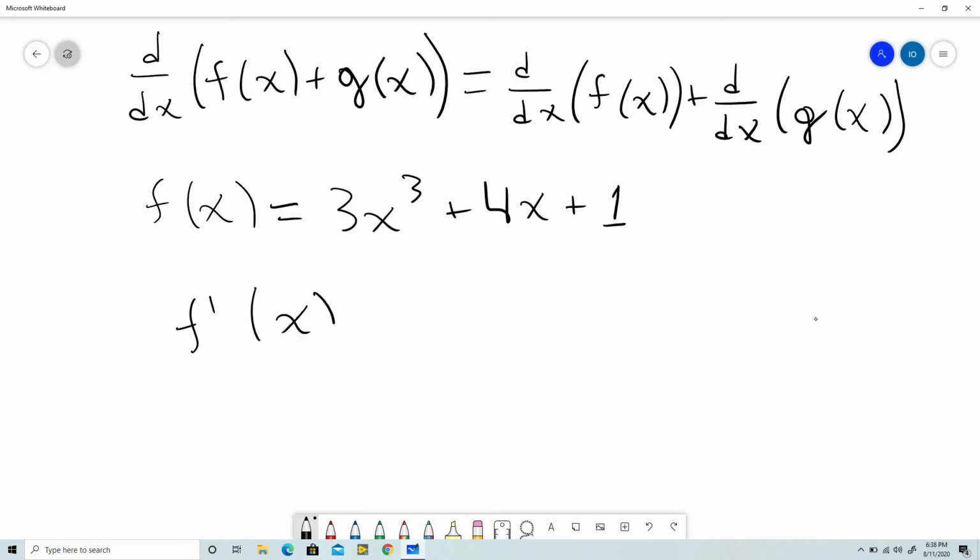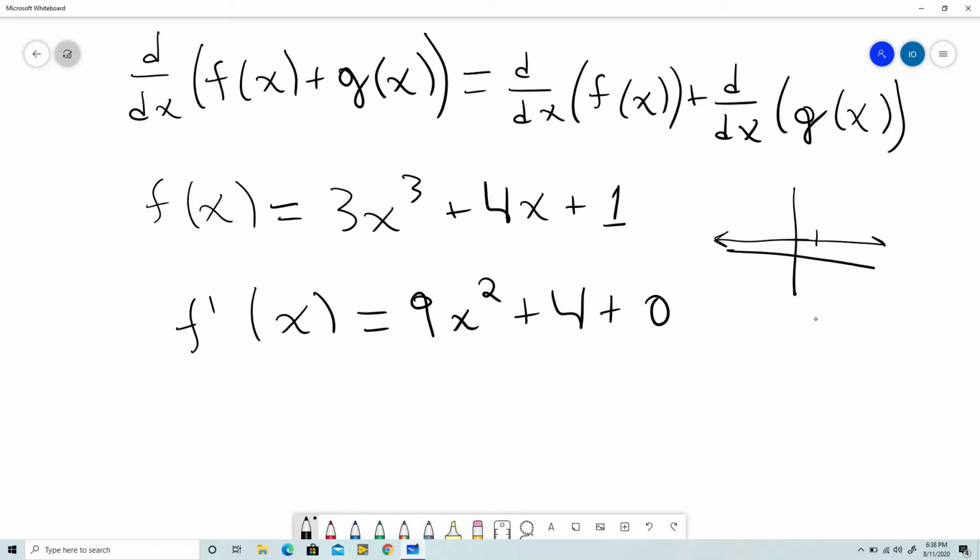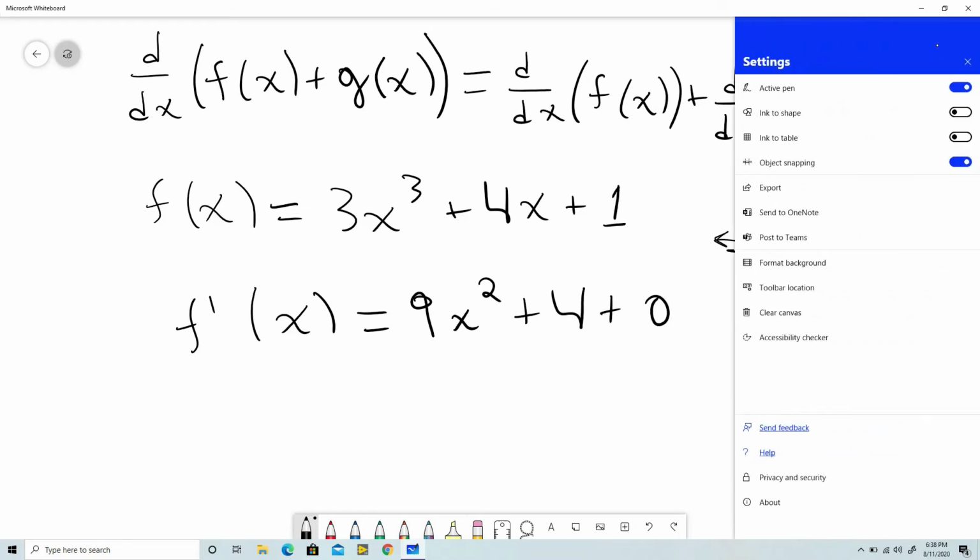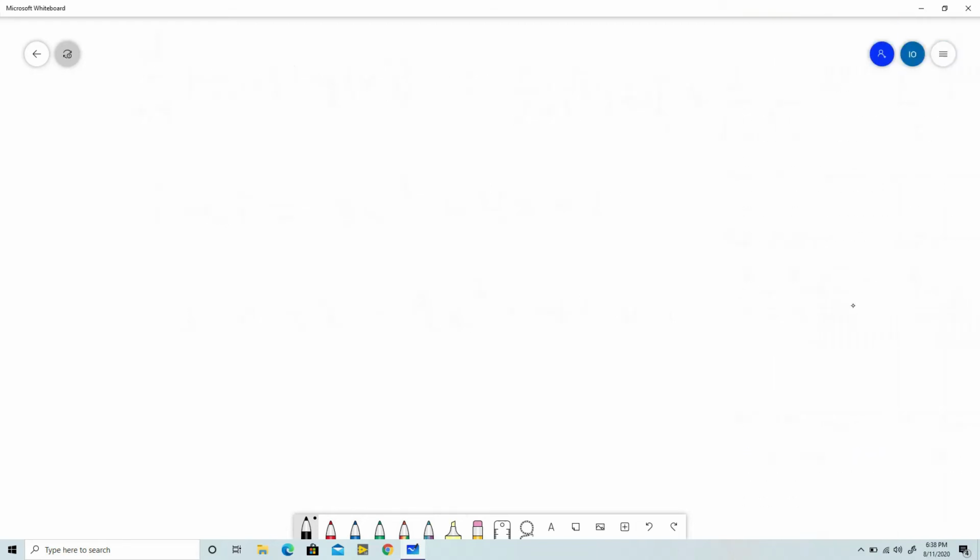f prime of x would simply be 9x squared plus 4 plus 0. Now you see that x has an exponent of 1, so 1 minus 1 is 0. x to the 0th power is just 1, so we just bring down the 4. And 1 is a constant, so it has a derivative of 0. And if you were on a graph, it would look like that. And we know that this line has a slope of 0. And that's what the sum slash difference rule is.